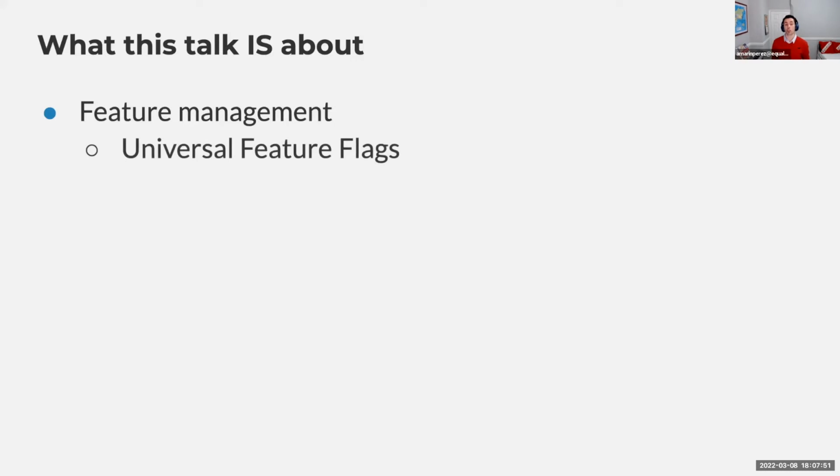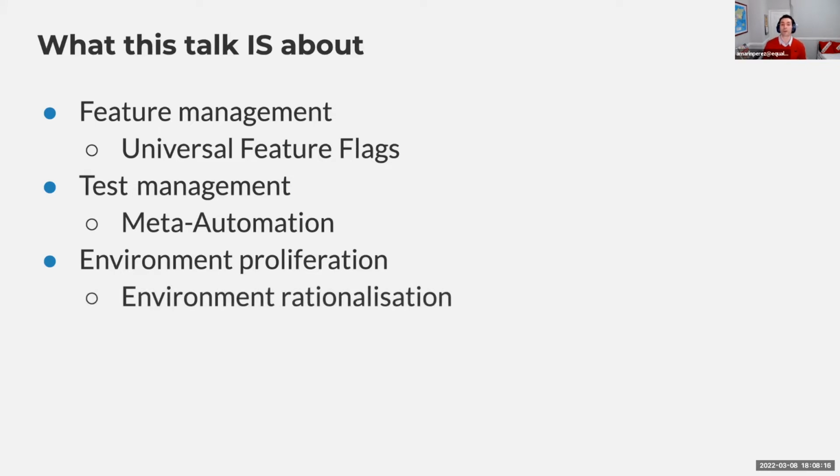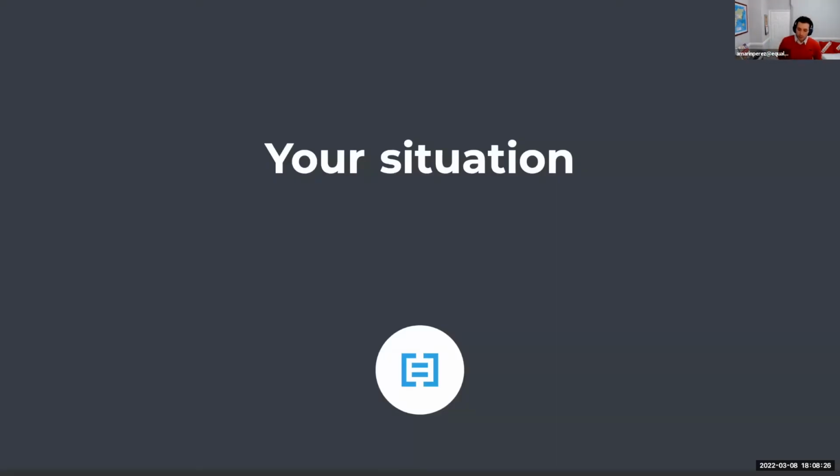More specifically, I'm going to talk about three main problems and three ways in which we can address these problems. First of all, I'm going to talk about filter management, for which I will introduce the concept of universal filter flags. Then I want to talk about test management, where I'm going to talk about meta automation. And then finally, I'm going to talk about environment proliferation. This is probably going to be the biggest, and I dare say most controversial topic, perhaps. Against that proliferation, I'm going to be arguing for environment rationalization. So I'm going to be tackling that multiplication of environments, and asking whether we actually need them.